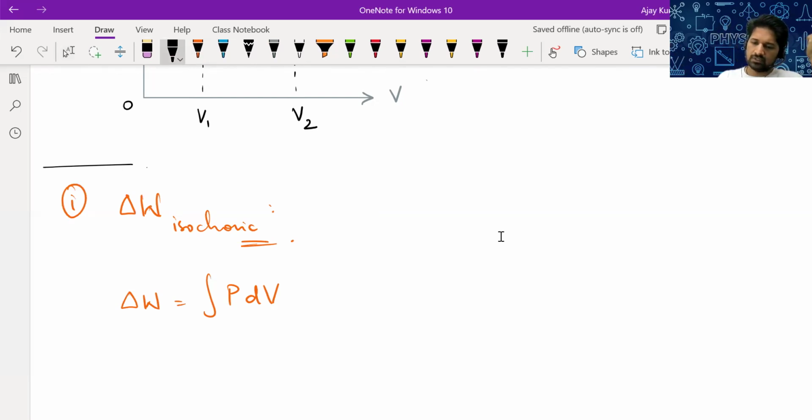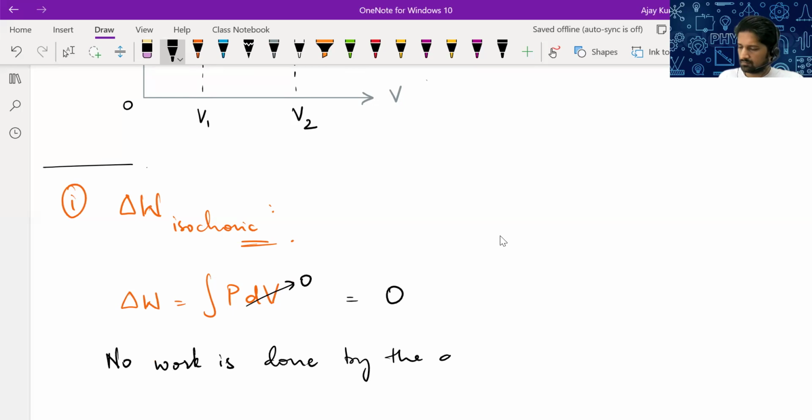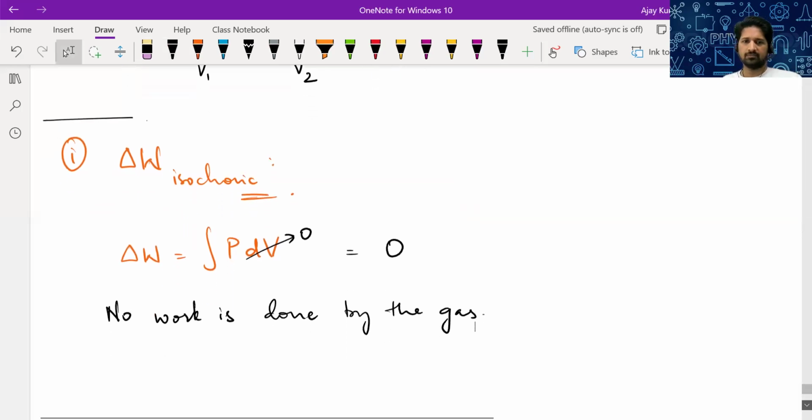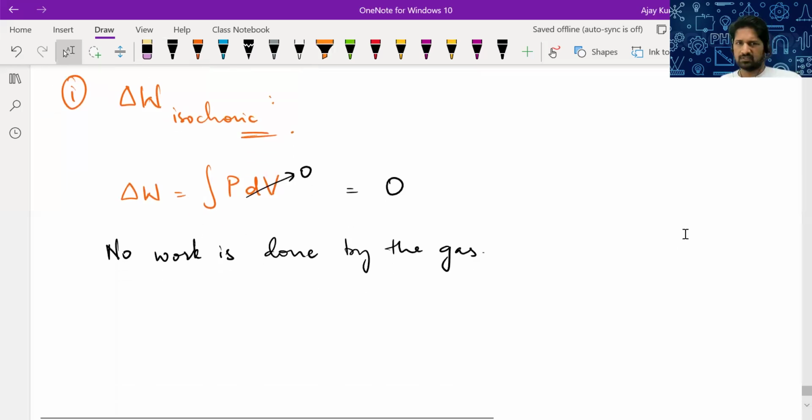So dV tends to zero. And since dV tends to zero, integral P dV will also become zero. Therefore, no work is done by the gas in an isochoric process. What does that mean? That means all the heat you supply gets stored as internal energy itself. None of it will be converted to work. Okay, that is what happens in an isochoric process. So delta W is zero. Always in an isochoric process, delta W has to be zero.